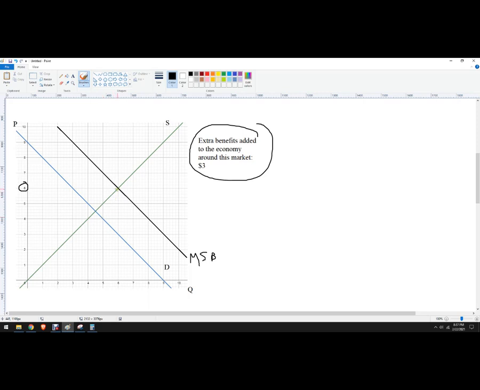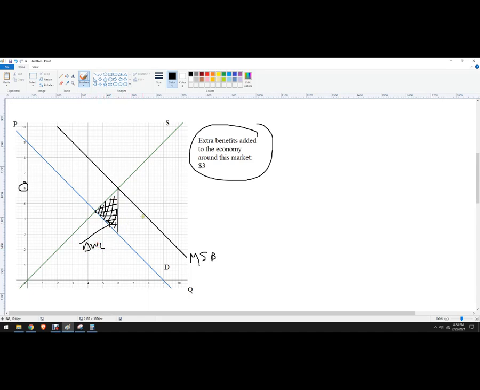But in an unregulated or unsubsidized market, the market's just going to produce this because the people getting those benefits aren't part of the market. So they're going to be right there. So this time our deadweight loss is going to be over here. This is our deadweight loss, with some good shading right there. That's our inefficiency in the market.